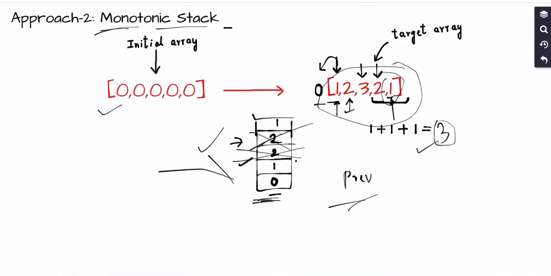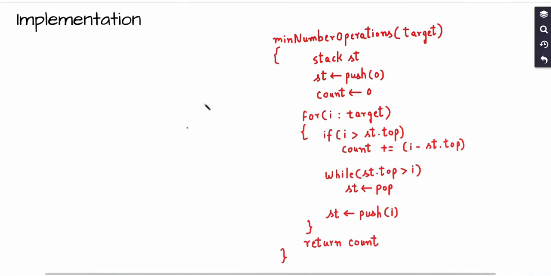Fine. So let's see the implementation for the approach explained here. So this is the min number operations function, which takes in this target array. I declare a stack, initialize it with 0, initialize the count with 0, which is the final answer. Then I iterate over the target array and I check if the current element in the target array is greater than the element on the top of the stack. If it is the case, then I add the difference of these two integers to my count variable.